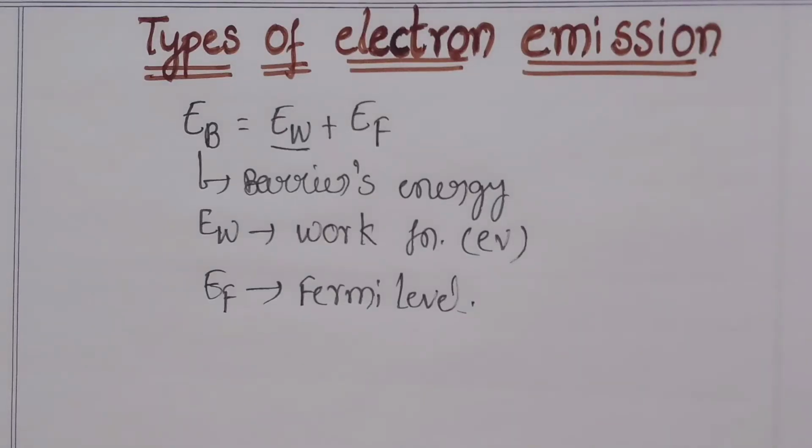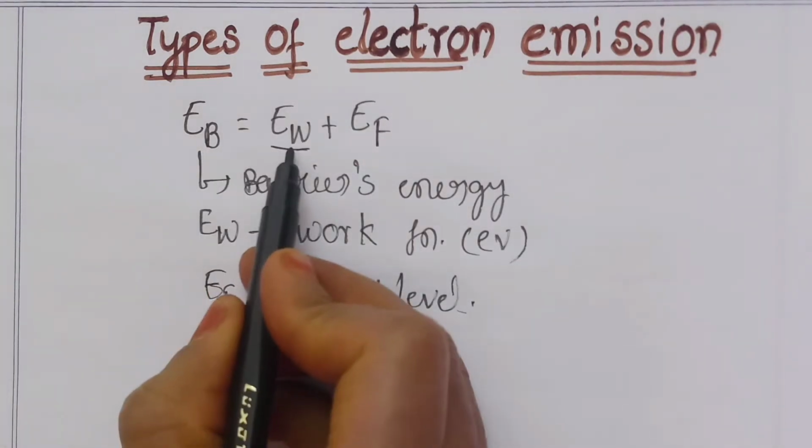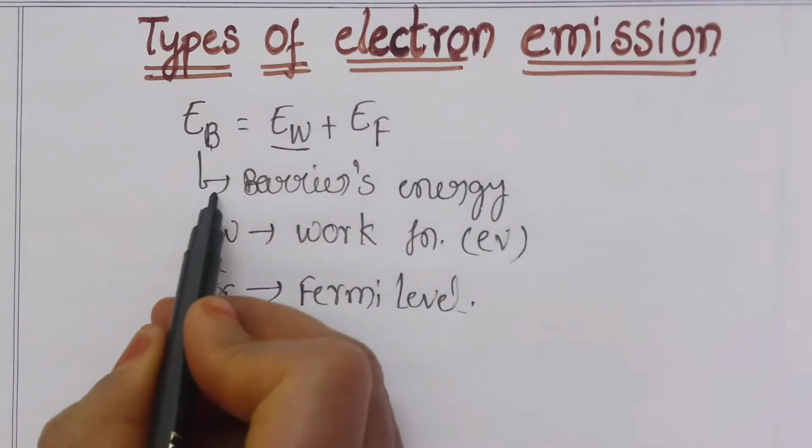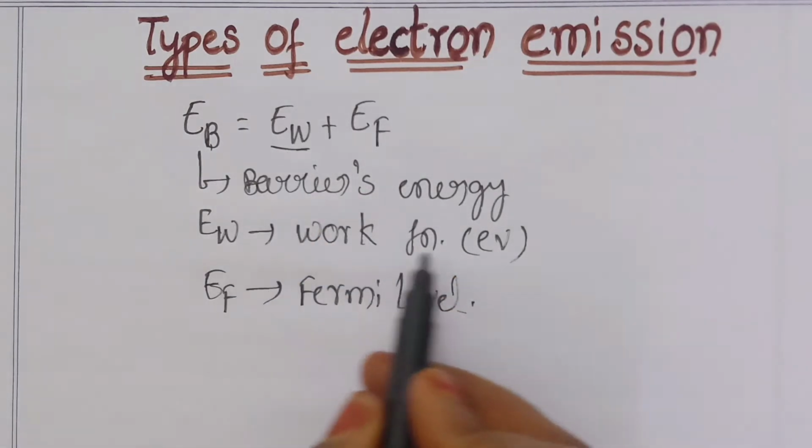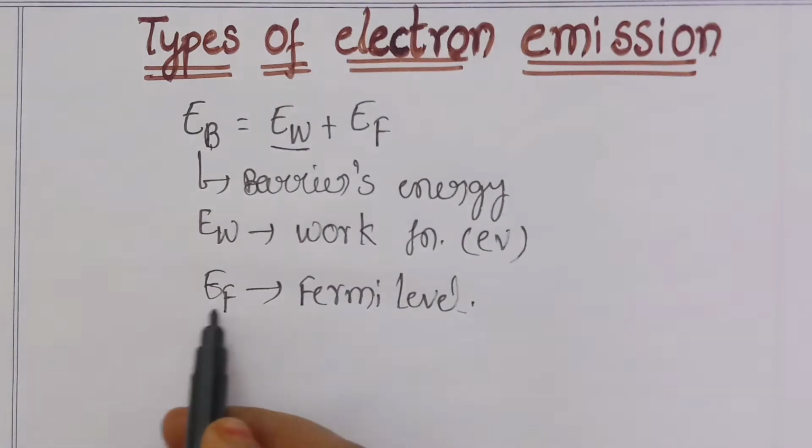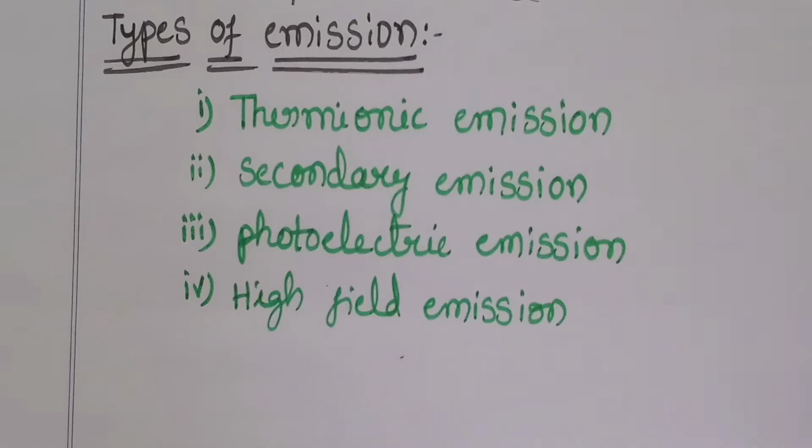Our today's topic is types of electron emission. We know that electrons at absolute zero possess energy ranging from 0 to EF, that is the Fermi level. It is the characteristic of the substance, but this energy is not sufficient to escape from the metal. So they must possess some more energy. EB is equal to EW plus EF, where EB is the barrier's energy, EW is the work function in electron volts, and EF is the Fermi level.